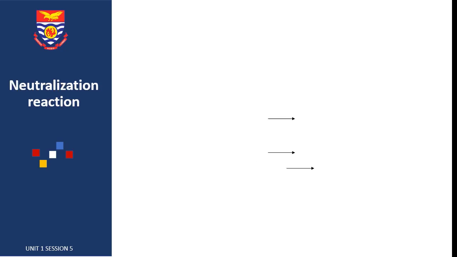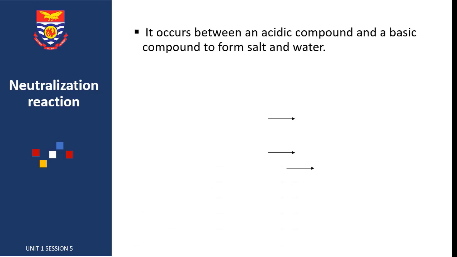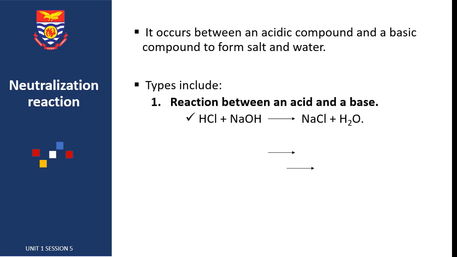The next to look at is the neutralization reaction. When do we say neutralization reaction has occurred? That is when we have a reaction between an acidic compound and a basic compound to form salt and water. Take note of the product. We expect to produce salt and water only. When there is another product to it, then that is not a neutralization reaction, because in a neutralization reaction we expect salt and water.